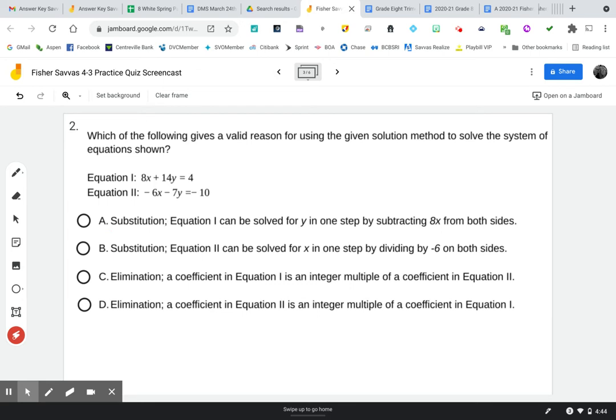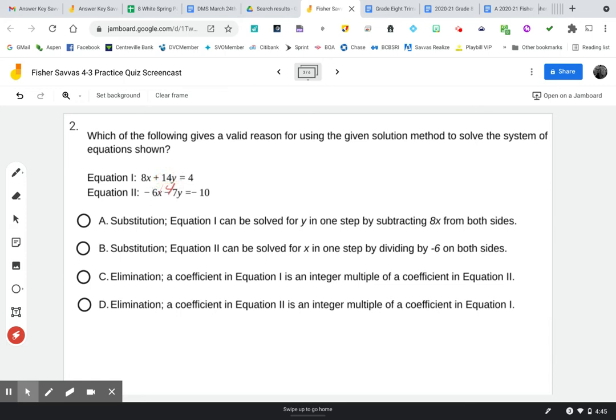We're looking for a valid reason for substitution. So what they tell us is equation 1 can be solved for y. So I can solve for y in one step by subtracting 8x. Well, if I look at equation 1, they want me to solve for y. I could subtract 8x, but I still have 14 y's here. So it's not one step.